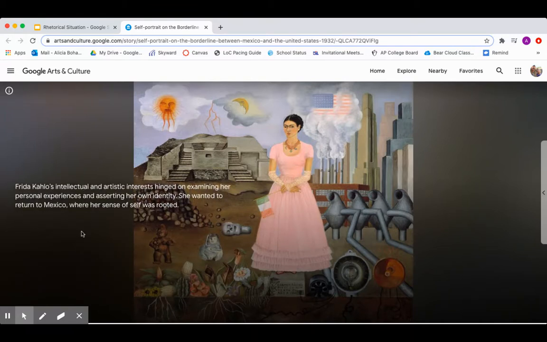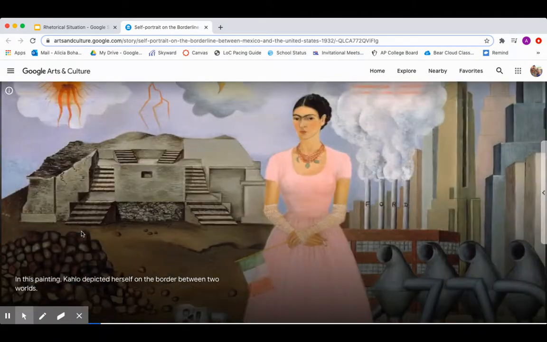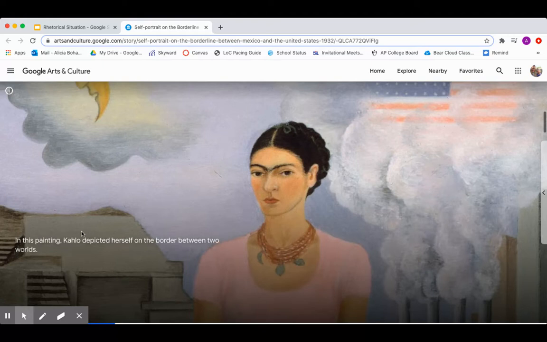Frida Kahlo's intellectual and artistic interests hinged on examining her personal experiences and asserting her own identity. She wanted to return to Mexico where her sense of self was rooted. So she actually painted this while she was traveling with her husband Diego Rivera in the United States. So that gives you a little bit of exigence, maybe? In this painting, she depicts herself on the border between the two worlds.